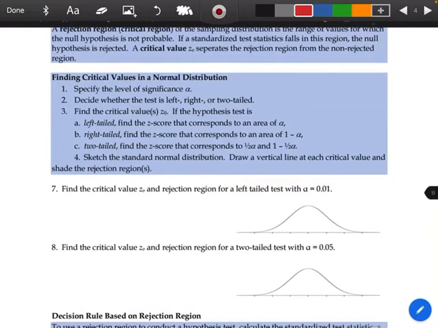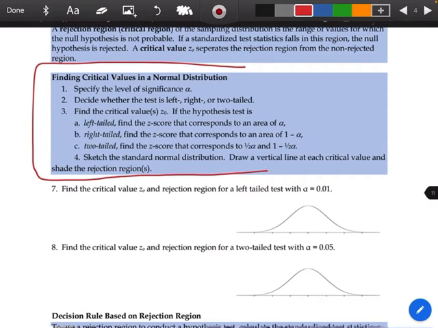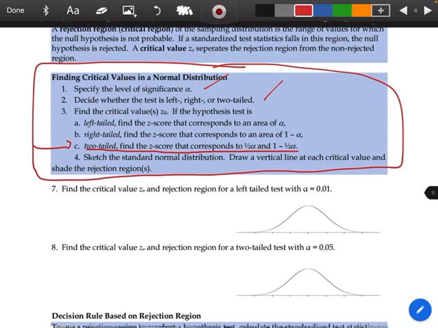Okay, so the first thing I have right here, y'all, is I just got these notes from 7.2, and right here is telling me how we're going to find our critical values in a normal distribution. So we're going to find our level alpha. We have that, all right? We're going to figure out, is it left, right, or two-tailed? They told us it was two-tailed. So the way we're going to figure this out is it's going to say a two-tailed test, we're going to find the z-scores that correspond to half of alpha and 1 minus half of alpha, okay?